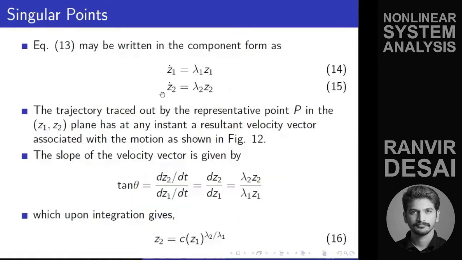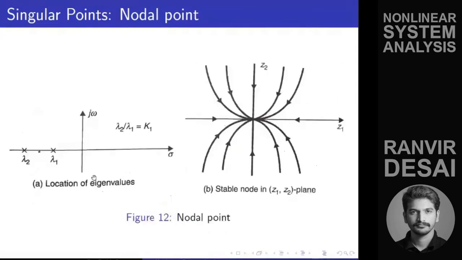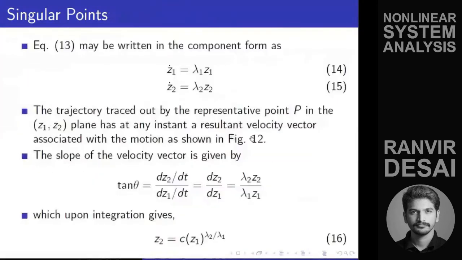Okay, so you get these. You can directly find out the trajectories. The trajectory is traced out by the representative point P in the Z1, Z2 plane, which has at any instant a resultant velocity vector associated with the motion, as shown in figure 12. We'll see what that figure is. So the slope of velocity and those are drawn here.